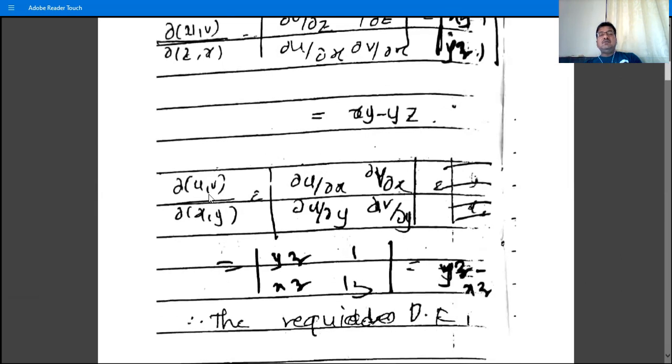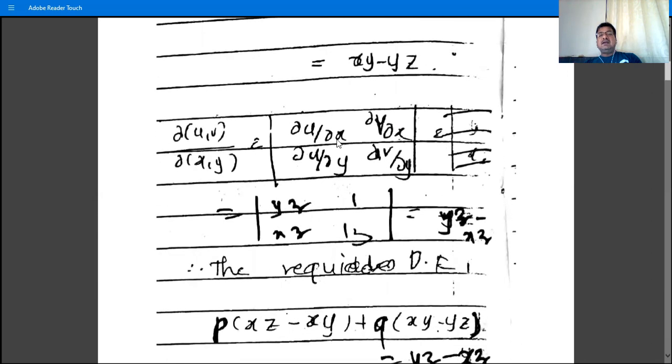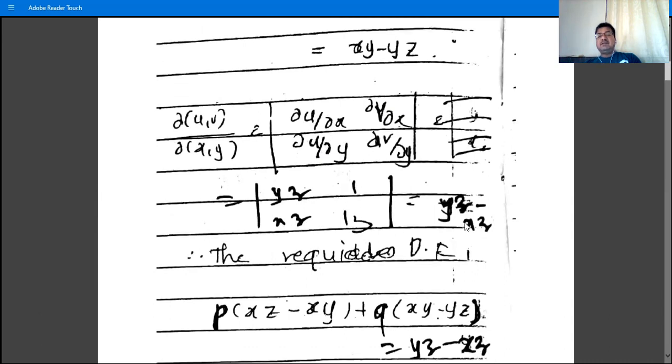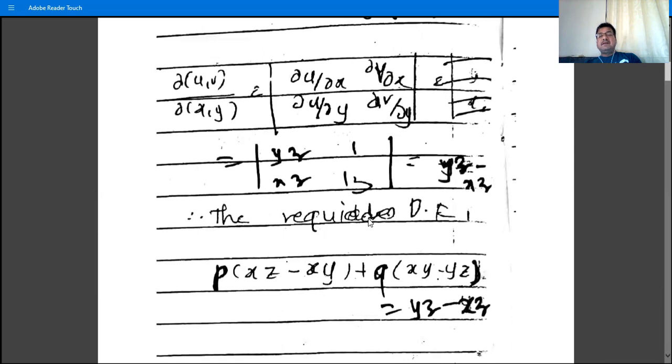Then ∂(u,v)/∂(x,y) is the determinant with ∂u/∂x, ∂v/∂x and ∂u/∂y, ∂v/∂y. Because u is x into y into z, ∂u/∂x is yz, ∂u/∂y is xz, and ∂v/∂x and ∂v/∂y both are 1. So yz minus xz. And so the corresponding partial differential equation is what?